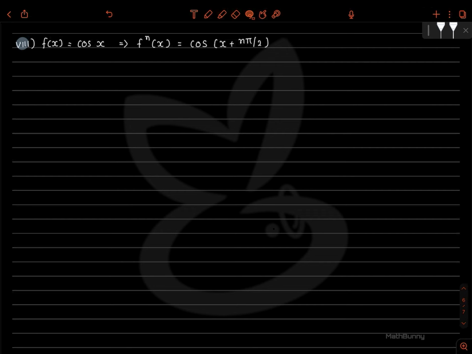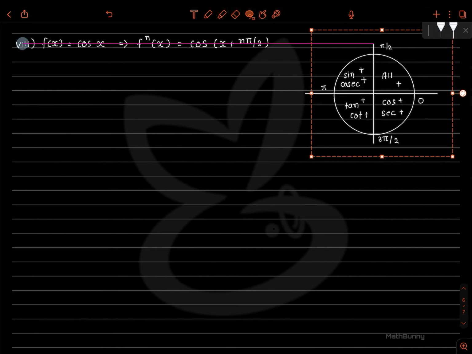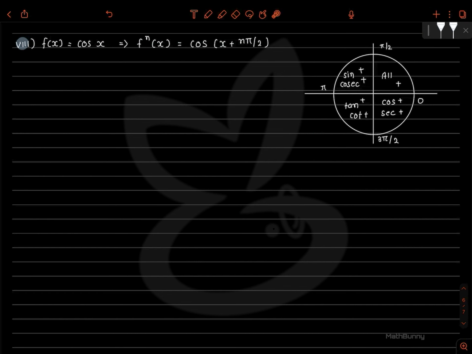The next function is f of x is equal to cos x. Again, we will see the unit circle here also. Now we know which functions are positive in which quadrant, right? Let us differentiate. F dash of x is minus sin x, which is nothing but cos (pi by 2 plus x).